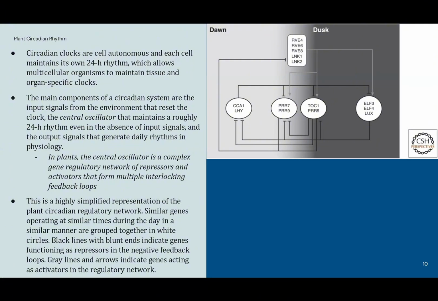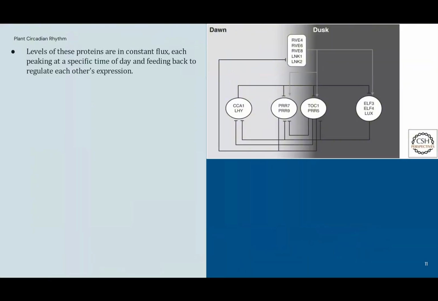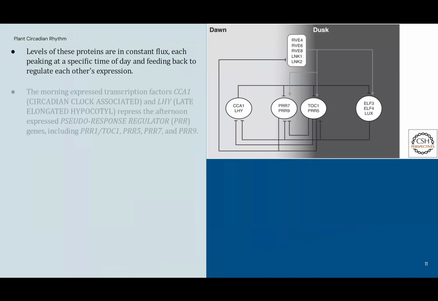This is a highly simplified representation of the plant network to our right. Similar genes operating at similar times during the day in a similar manner are grouped together in white circles. And just like we learned in class, the arrows represent activators and the blocked-off lines represent repressors in this diagram. The levels of the proteins produced through these genes are in constant flux. They each peak at a specific time of the day, and they all feed back to regulate each other's expression.